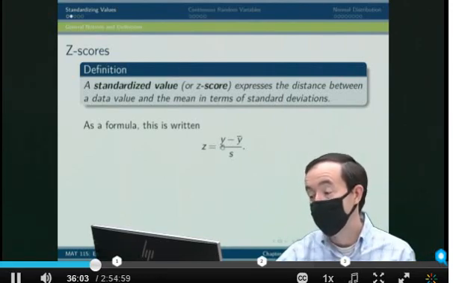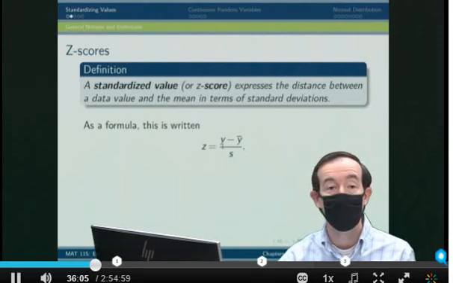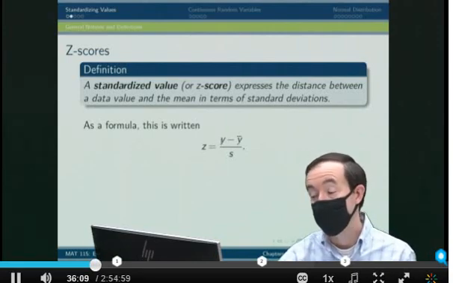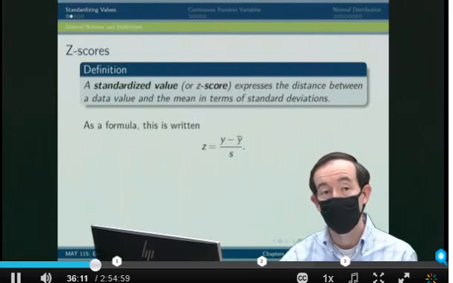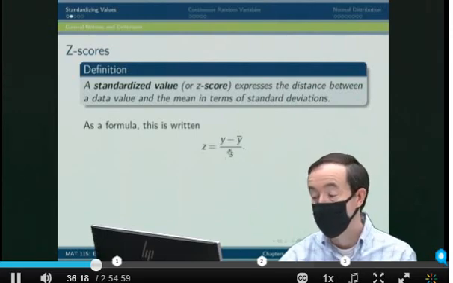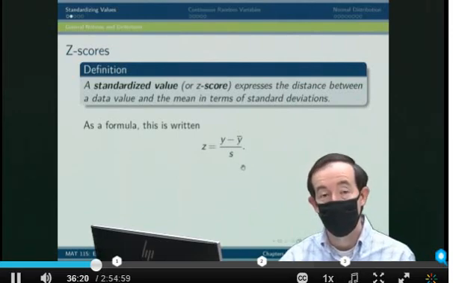This formula is taking the individual data value I'm comparing. I'm computing a z-score for one particular y value. What I do is figure out how far that one y value is from the average, and I divide that difference, that deviation from the average, by the standard deviation.